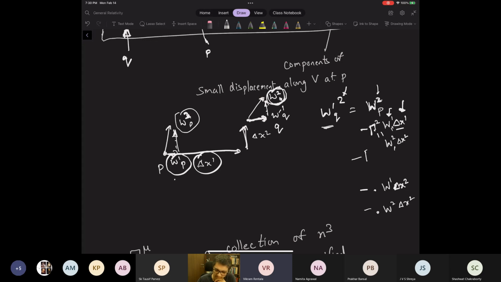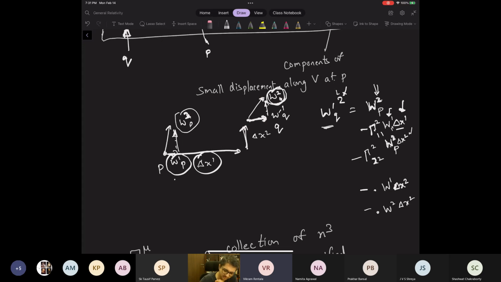It's visible, okay. And this is gamma, where the upper index 2 tells me that this is the second component of W prime at Q, being related to W at P, component 2. And the lower indices would be 2 and 2, because this is now the coefficient of W2 at P and delta x2.